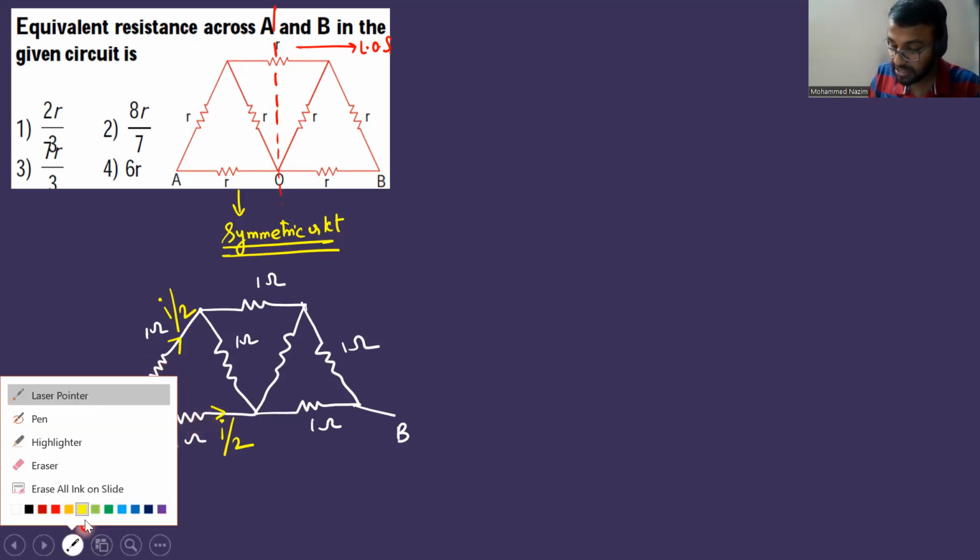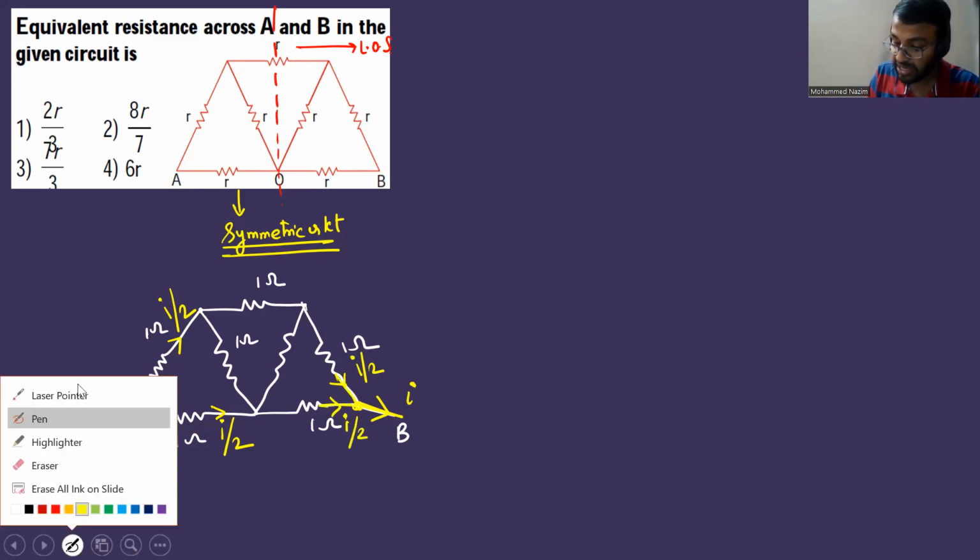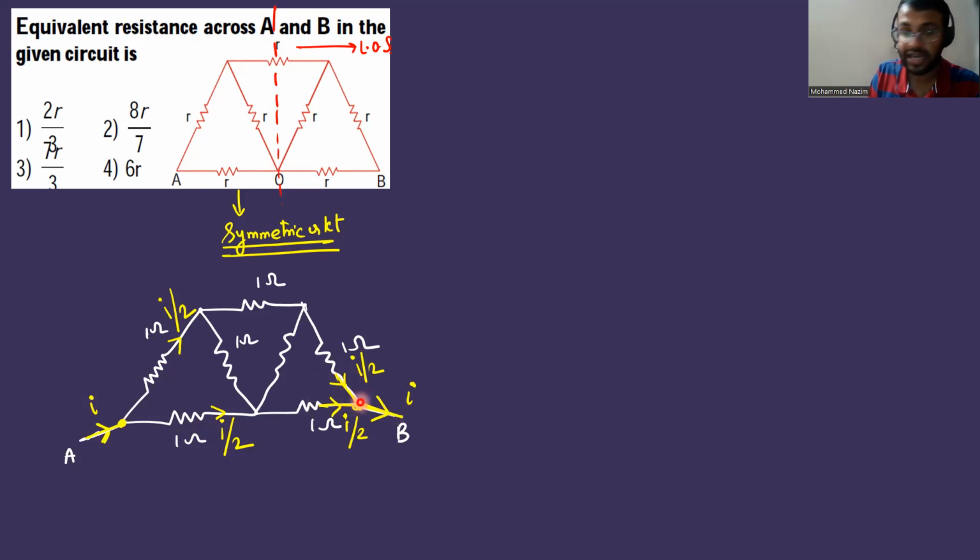Then you come to this part. Whatever current enters the circuit, the same current should leave. If I is entering at this node, the same current I should leave the node. Since the resistances are same, 1 and 1, this should be I by 2 and this should be I by 2, so that both I by 2 combine and flow back as I. And why it should be I by 2? Because the resistances are same and it's a symmetric circuit.